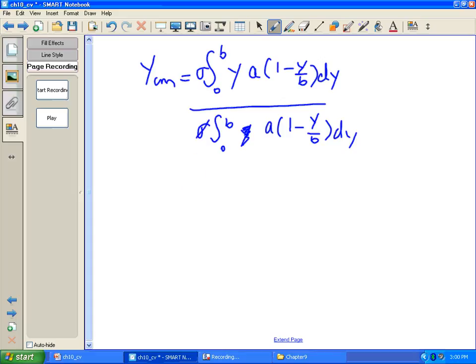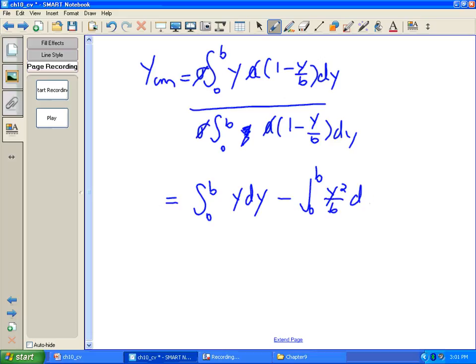Okay, let's see. Well, the sigmas are going to cancel. The a's are going to cancel. So far, so good, because both of those are constant. And so they get factored out of the integral, and both numerator and denominator have these. Now, we are going to take this integral and distribute it so that we have the integral from 0 to b, y times 1 times dy gives us y dy, minus integral from 0 to b, y squared over b dy.